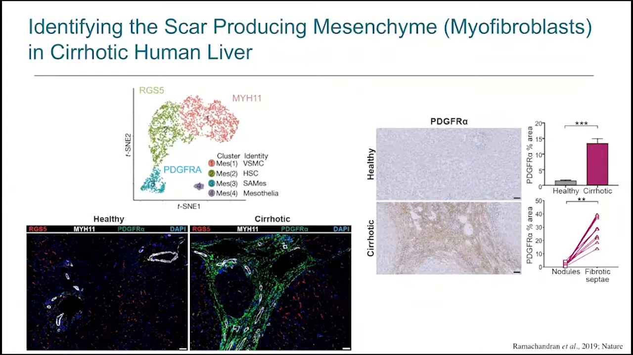Using QPath software to segment the cirrhotic images into nodules and fibrotic septae, we were able to confirm that this staining was localized to the fibrotic regions. Taken together, this information allowed us to confidently annotate cluster 3 as our myofibroblasts.